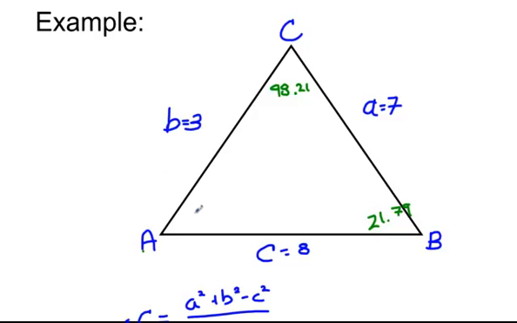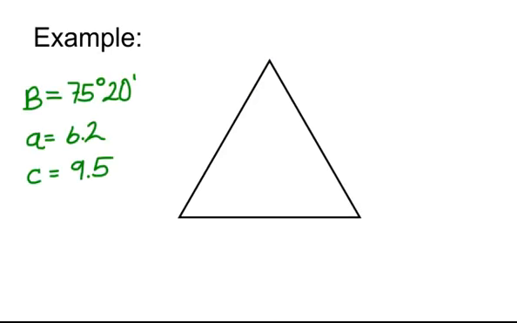So angle A here is 60 degrees. Okay, we have now successfully solved the triangle. Let's go ahead and do another example, and let's look at what we're given here. Here we're given an angle, 75 degrees 20 minutes. We're given one side, which is 6.2, and we're given another side, which is 9.5.